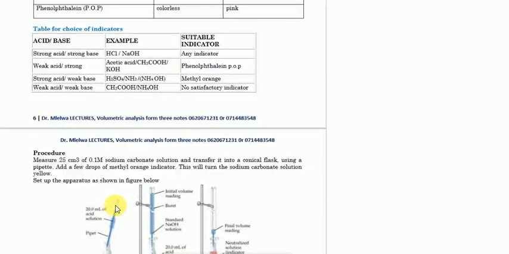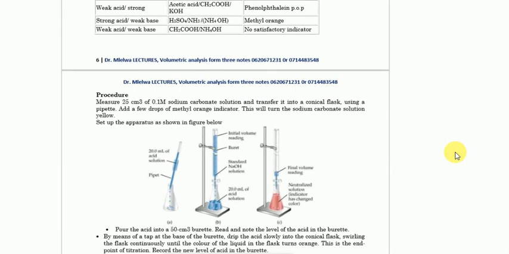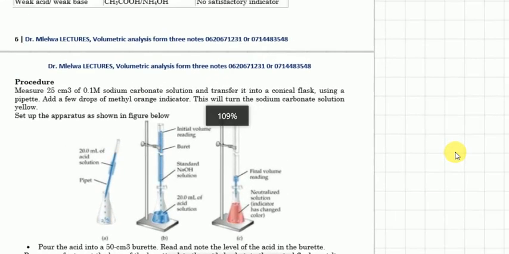Welcome back, friends. In today's session we are going to continue with our topic of volumetric analysis. If you remember, in the previous session I discussed the concept of the change in the indicator color during the acid-base titration. In today's topic we are going to continue with our discussion in volumetric analysis.